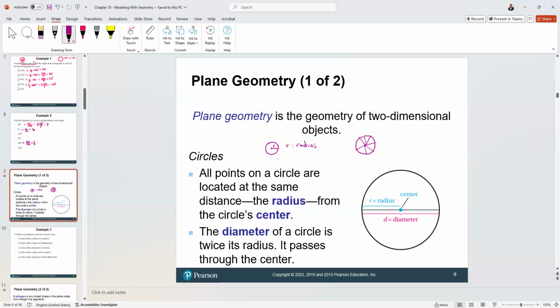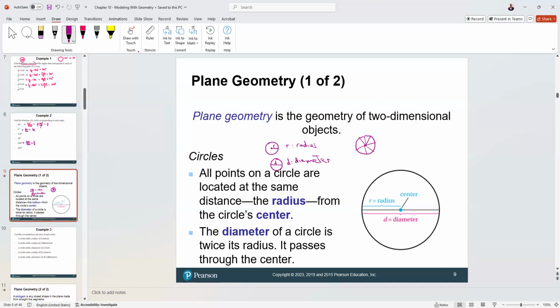But on the same circle, if I go both sides like this, so this line goes through the center. You must make sure this line touches two points on the circle and goes through the center. We know that's the diameter.